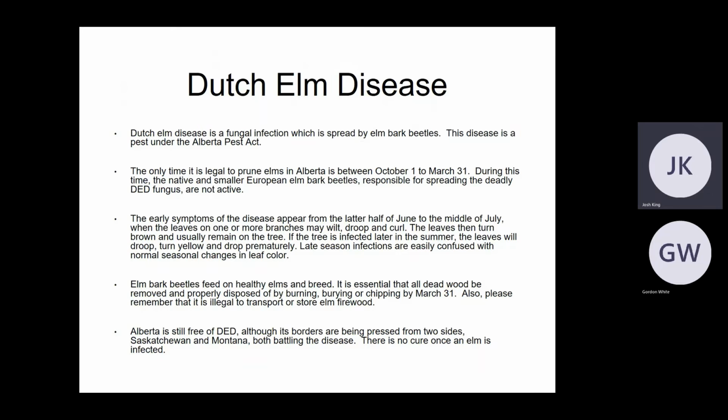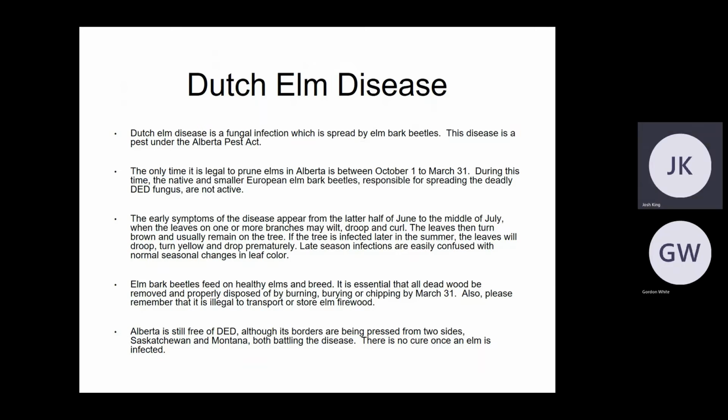It's all in here. So under the Pest Act, the only time it's legal to prune elms in Alberta is October 1st to March 31st. The only exceptions to that would be safety, like if we have an elm that blows apart in a windstorm, we've got to go prune it and take it down or do something with it. Or say an elm tree is blocking a stop sign, well, we can't wait till the pruning ban to do that.